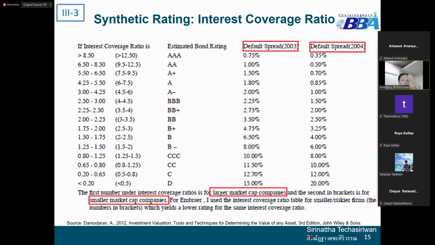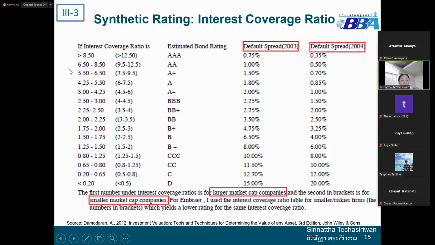So if you want to do this at work, right? If you want to come up with a synthetic rating for one company, you should try to look at other companies with debt paper and credit ratings and with about the interest coverage ratio in the same range as the company that you estimate, right?